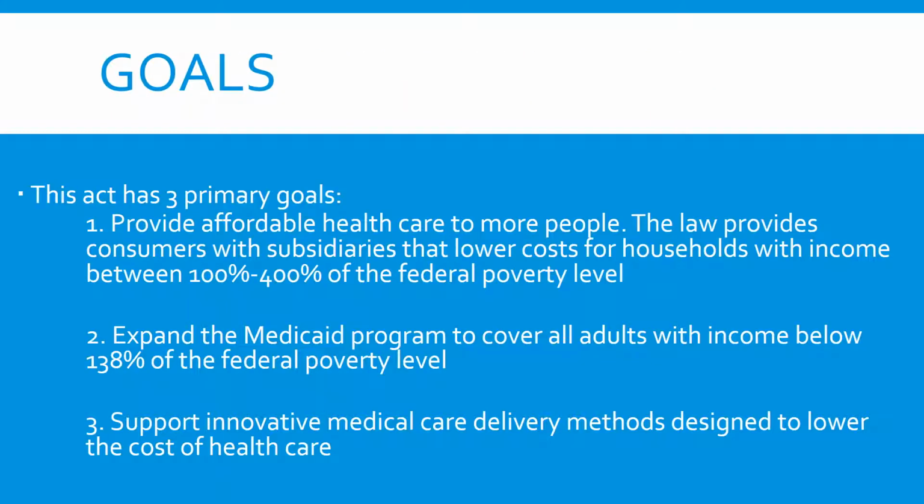This act has three primary goals. The first is to provide affordable health care to more people. In order to do this, the law provides consumers with subsidies that lower costs for households with income between 100 to 400% of the federal poverty level. The second goal is to expand the Medicaid program to cover all adults with income below 138% of the federal poverty level. And lastly, to support innovative medical care delivery methods designed to lower the cost of health care.